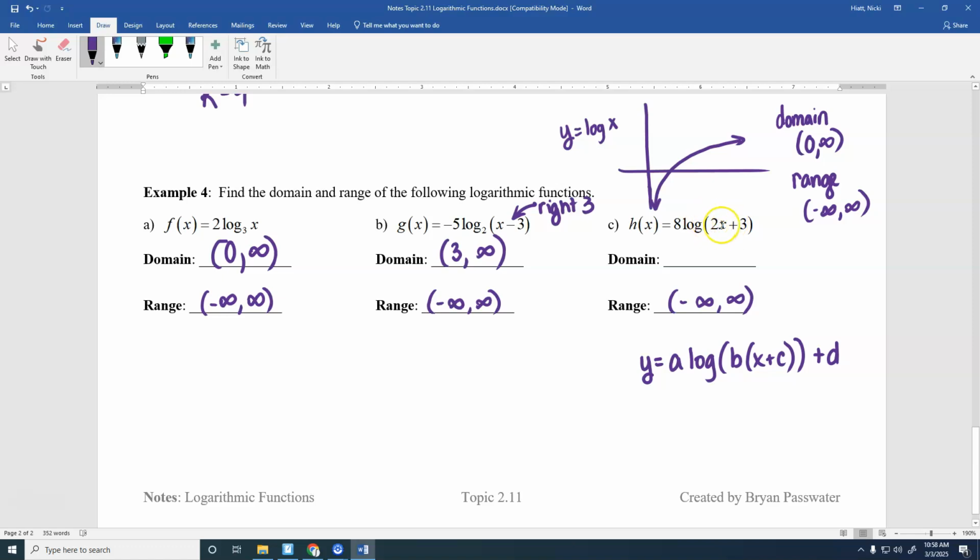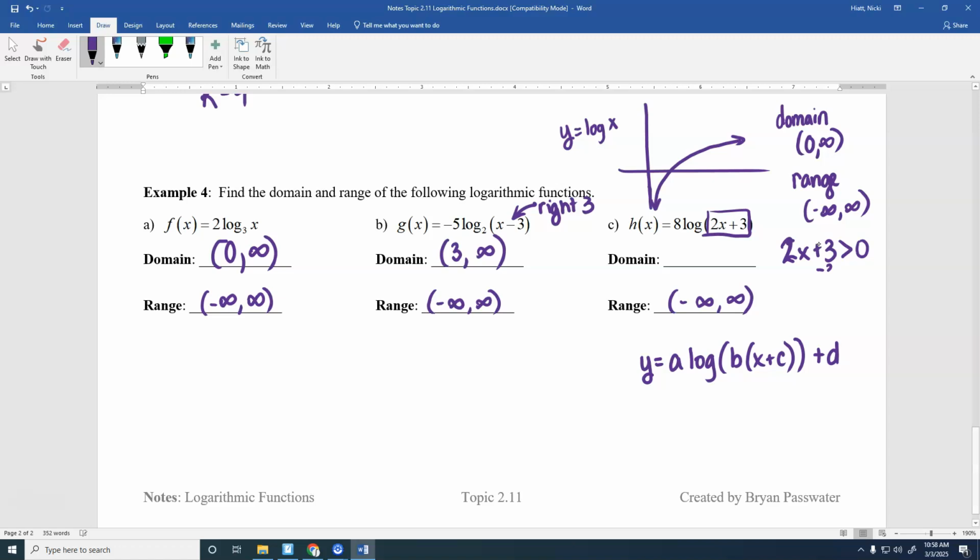I think the easiest thing to do right here is I know that I can only take the log of a positive number, right? How do I write that algebraically? If I've got what's on the inside here, 2x plus 3, and I want to say that that's always positive, how could I write that? Greater than 0. Right? So whatever is inside of your log has to be greater than 0, because you cannot take the log of 0 or a negative number.